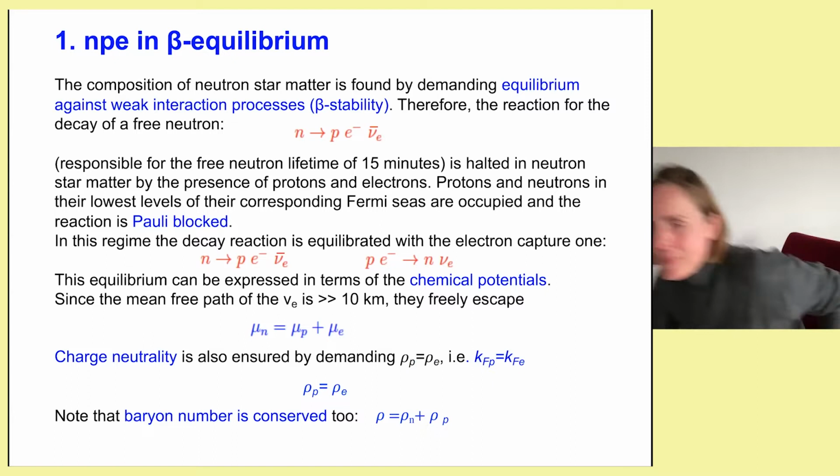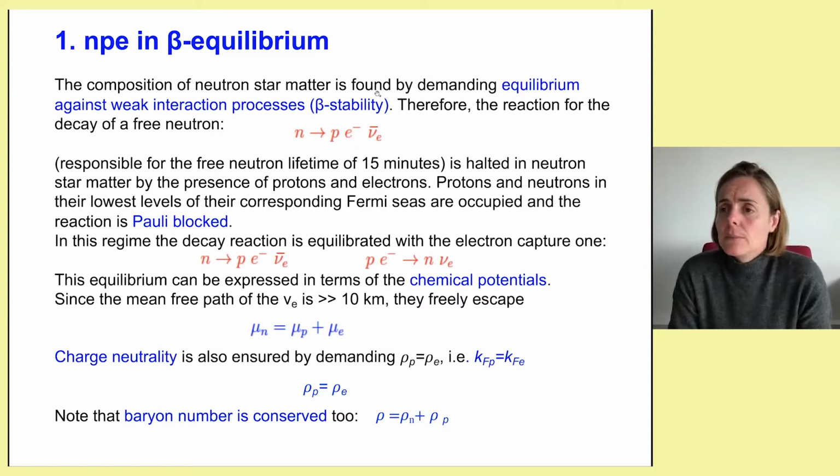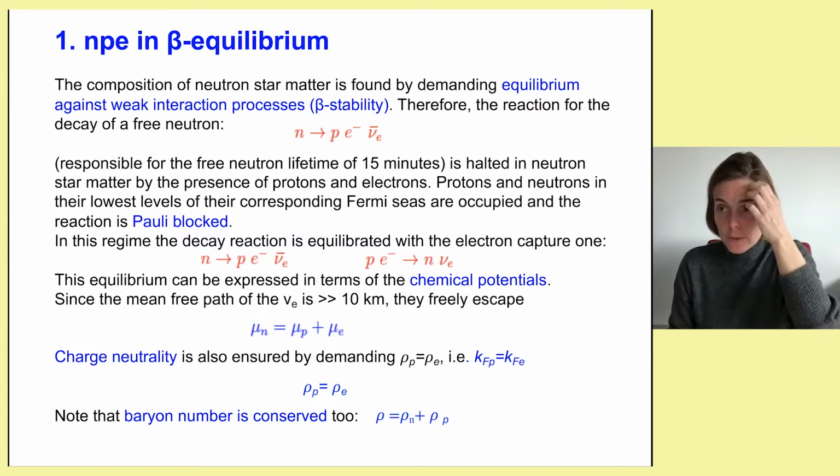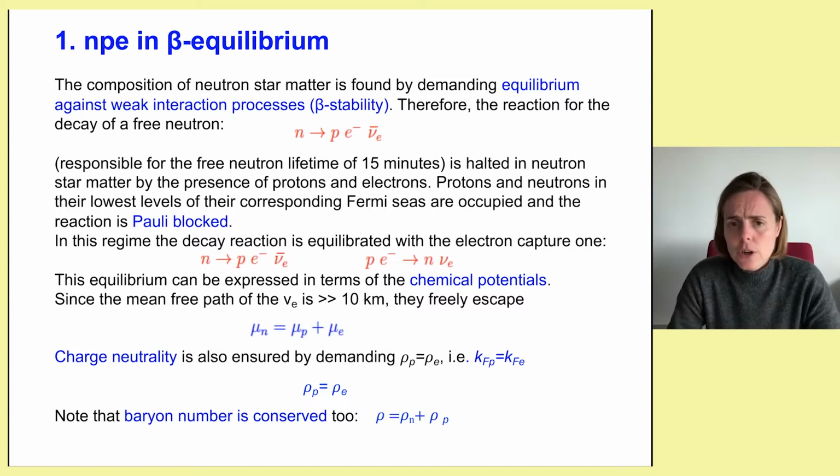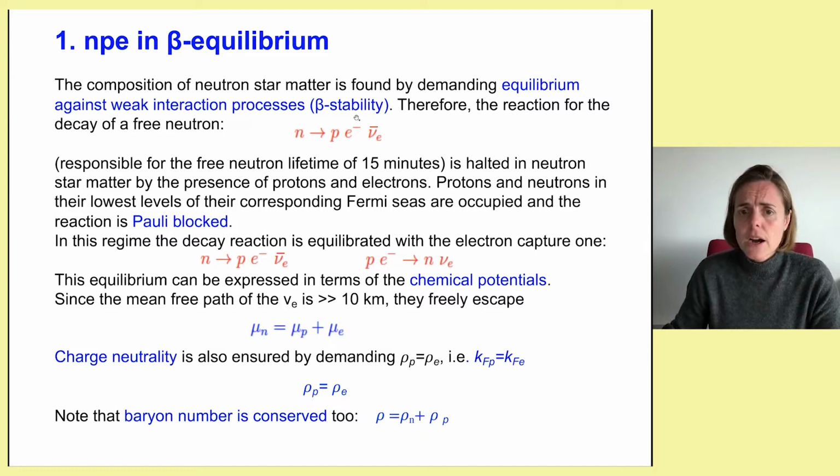Sorry, now I'm back. So the idea is that the equilibrium in a neutron star is determined by weak interaction. These are the scales that determine the equilibrium in a neutron star. And the reactions I'm discussing are those involving neutrons, protons and electrons: beta decay and electron capture.